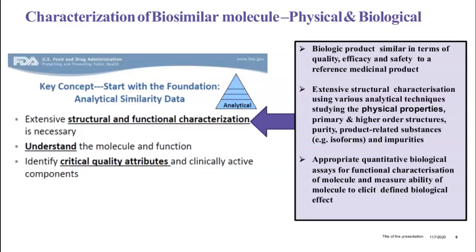I told you about the structure, especially if you go for the characterization. There will be 2 kinds of characterization: one is physical and the second is biological. We have already discussed that extensive structural and functional characterization is mandatory for all biosimilars. I told you the pyramid, whose base is analytical. This step is very extensive in the case of biosimilars, whereas it is not necessary for innovator drugs. This analytical similarity is mainly to understand the molecule and its function, and we have to identify the critical quality attributes which are clinically active components.